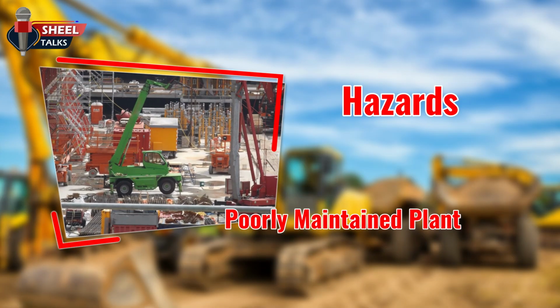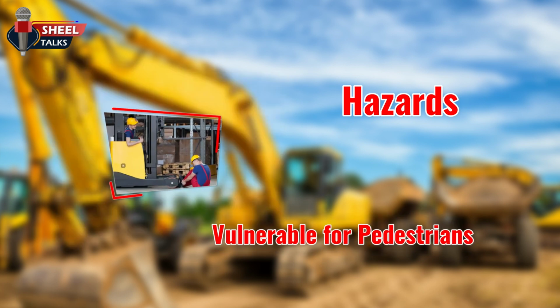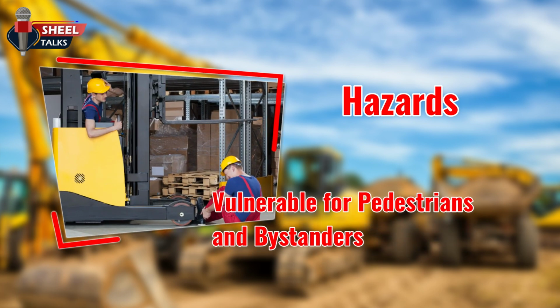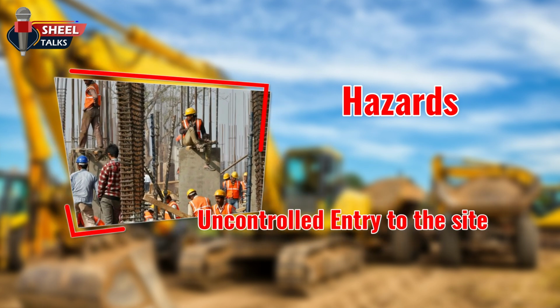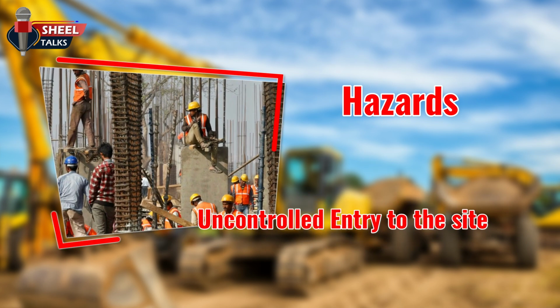The plant is poorly maintained. Pedestrians and bystanders are particularly vulnerable in zones where mobile plant and machinery is operated, as the operator's vision may be restricted, and plant, which is apparently idle, may move with little warning. The plant is operated in the vicinity of overhead or underground electrical equipment. There is uncontrolled entry to the site during and after work.